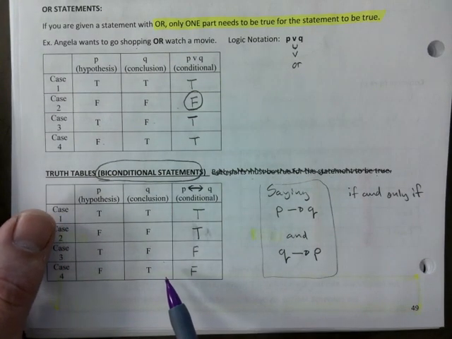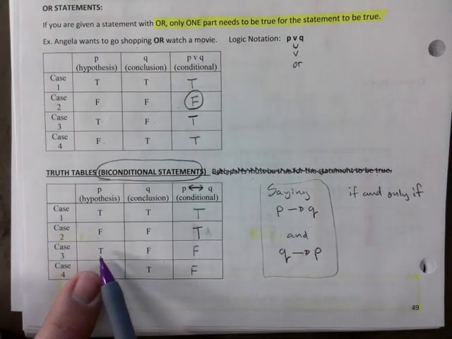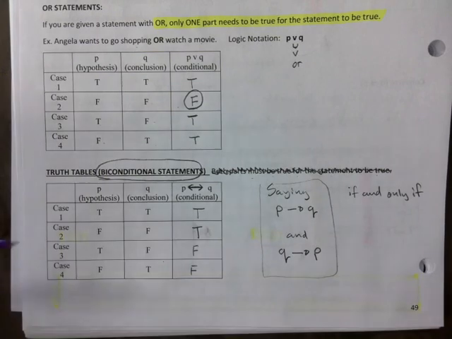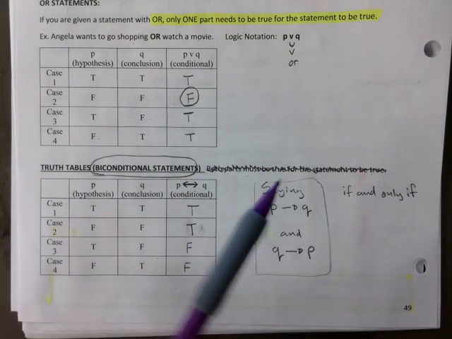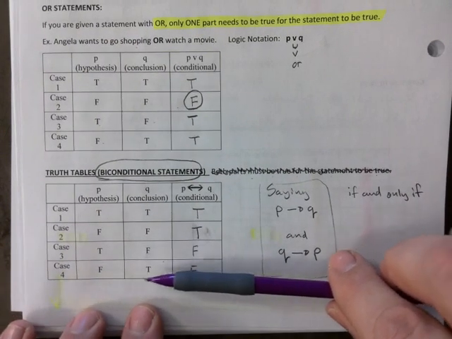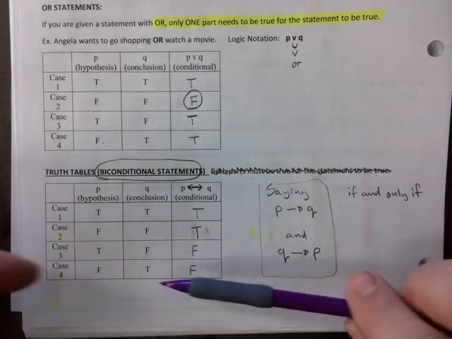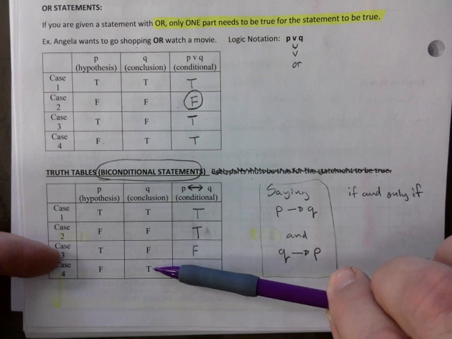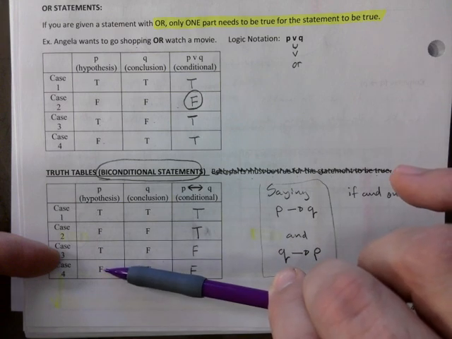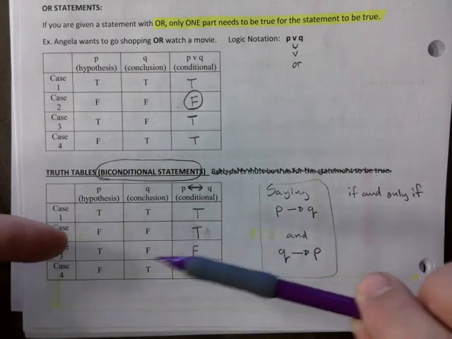I want to show you something here, why this is true. Okay, look at case 3. If you're going from P to Q, if true then false, then it's false, right? If you're going from Q to P, which is what's happening here, because the information flows both ways, as soon as you have a true first part and the second part is false, then the whole statement is false. So both of these are false.